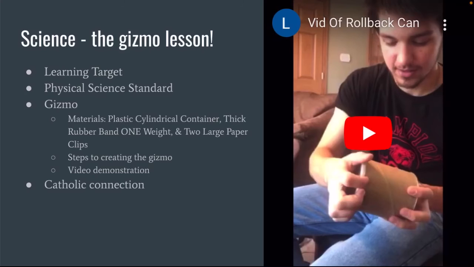The steps to creating the gizmo are as follows. First, stand the container on its flat end. Poke 2 holes, one in the center of the lid and one in the base. There should be a hole in the top and the bottom. Then remove the lid of the container. Next, hold 1 paper clip between your fingers so they are as far apart as possible without dropping the paper clip.